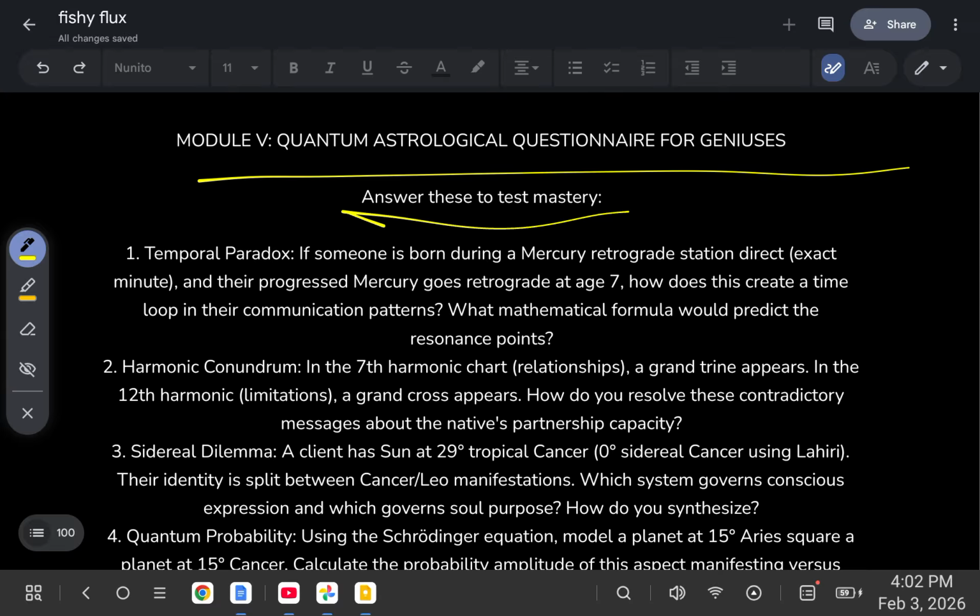My third question is a sidereal dilemma. A client has Sun at 29 degrees Gemini, which is tropical Cancer, and 0 degrees sidereal Cancer using Lahiri. So their identity is split between Cancer and Leo manifestations. Which system governs conscious expression and which governs the soul's purpose? How do you synthesize? Okay.